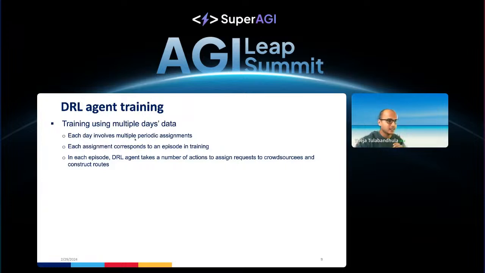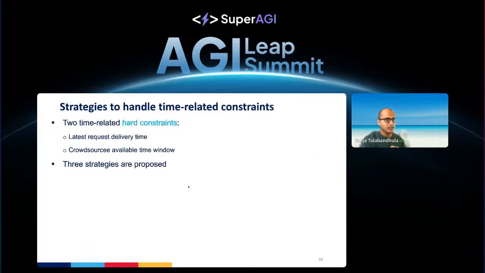And in each hour, you can think of it as an episode where we're trying to construct a solution. And while constructing a solution, there's going to be multiple action selections. Okay, so time constraints, I'll not have time to talk about the details, but the hard constraints, how do you solve it, right?